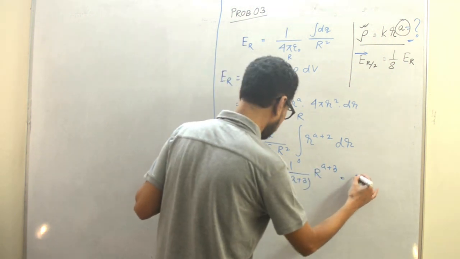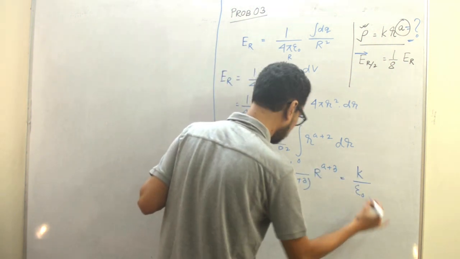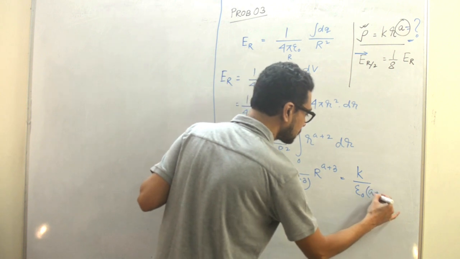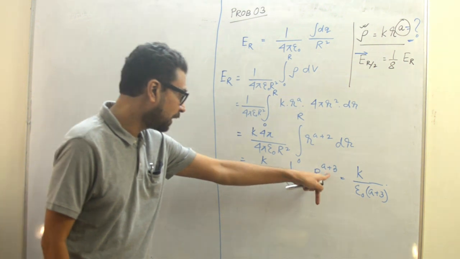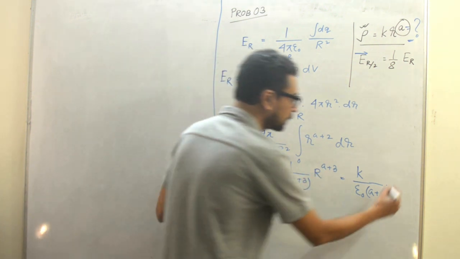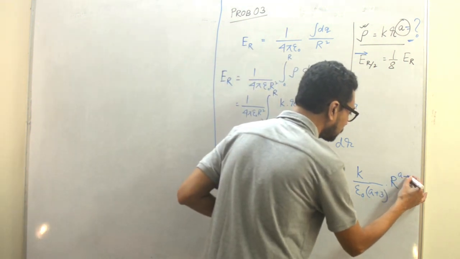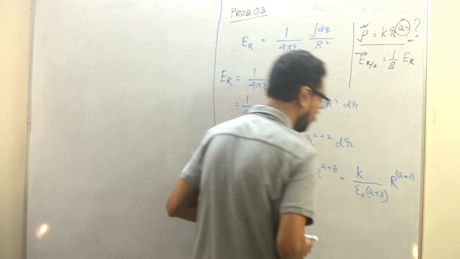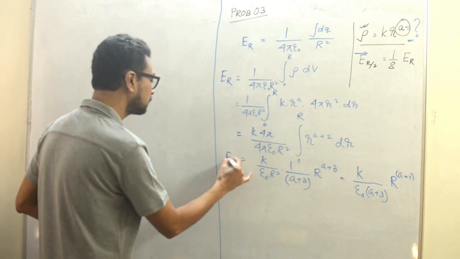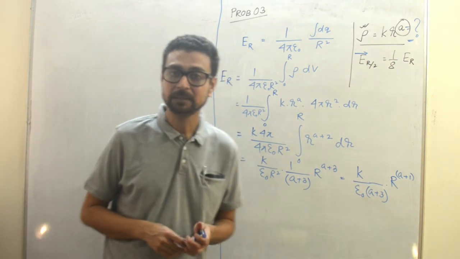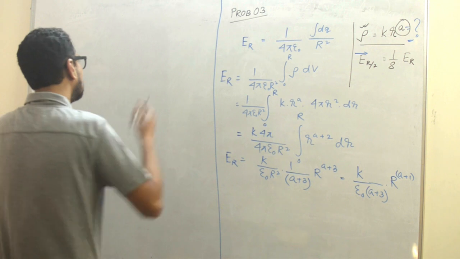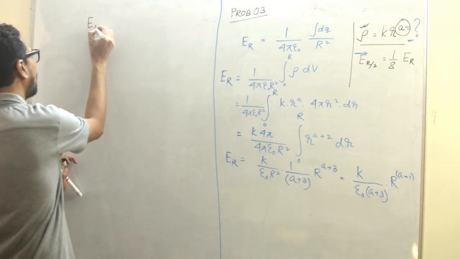So finally the expression is k by epsilon naught into a plus 3, into, if I divide a plus 3 and r square here, we can easily understand that r to the power a plus 1 is going to come. So this is the electric field E at a distance capital R from the center. So similarly, let us calculate it at R by 2.